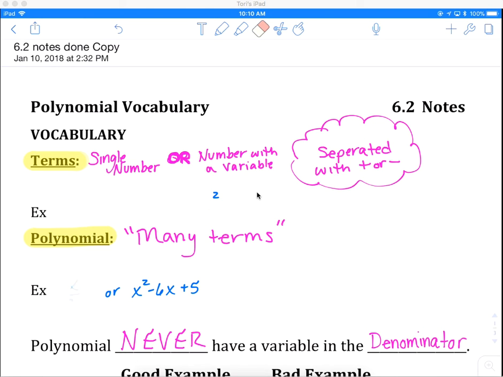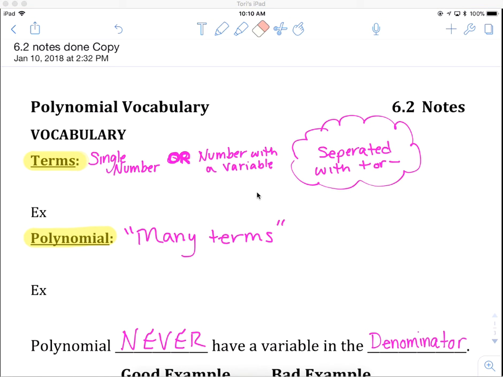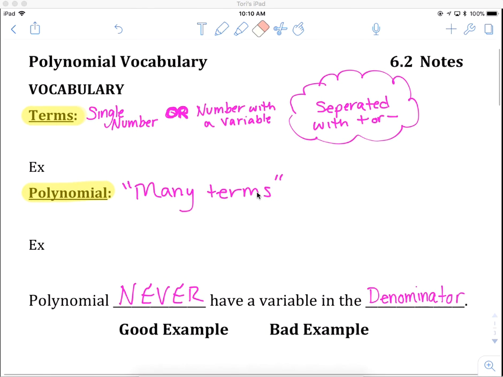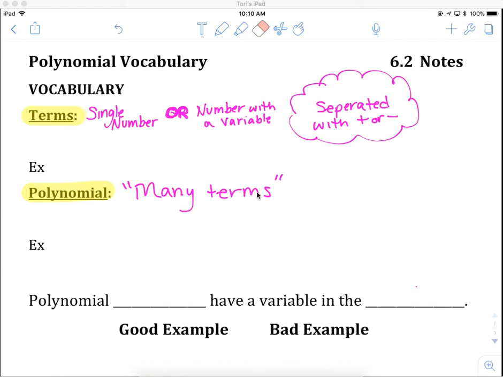Okay, guys, I know I'm not there today, but I wanted to make sure that you were able to still get the notes that you need. So we're going to be doing 6.2 notes today about polynomial vocabulary. What I want you to do first is go ahead and copy down the two definitions for terms and polynomials, and after that we will go through and talk about what those examples mean. So pause the video just a second, copy that down.